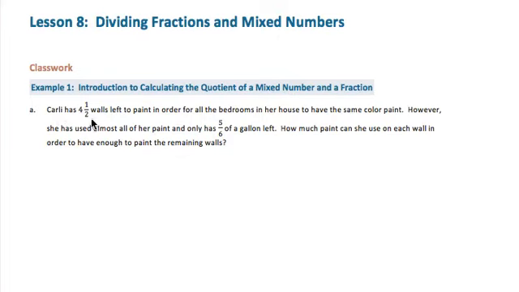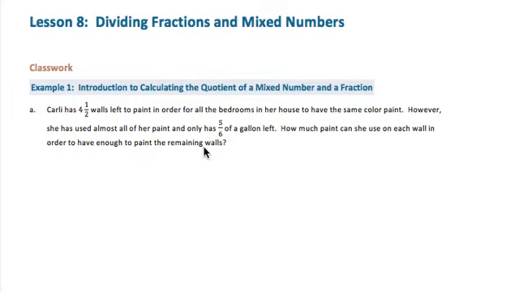Carly has 4.5 walls left to paint in order for all the bedrooms in her house to have the same paint color. However, she has used almost all of her paint and only has 5/6 of a gallon left. How much paint can she use on each wall in order to have enough to paint the remaining walls?